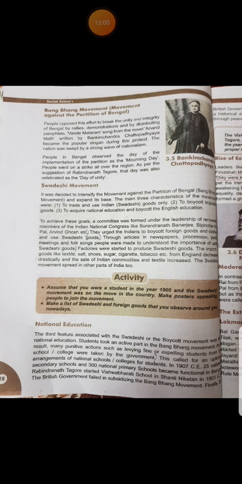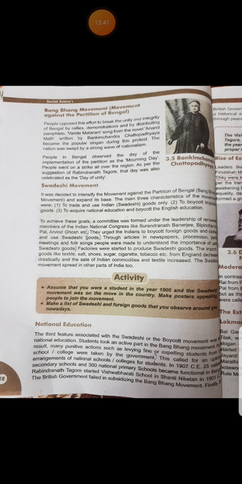The next is the Swadeshi movement. It was decided to intensify the movement against the partition of Bengal and expand its base. The main three characteristics of the movement were: first, to trade and use Indian goods only; second, to boycott imported goods; third, to acquire national education and boycott English education. So now it was decided that the movement should be expanded.